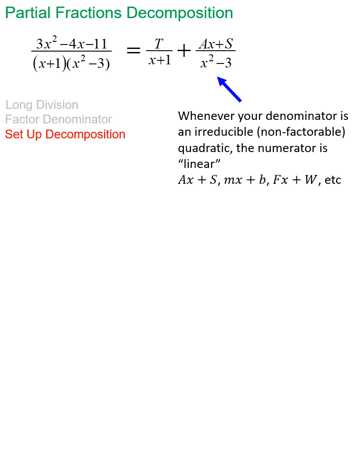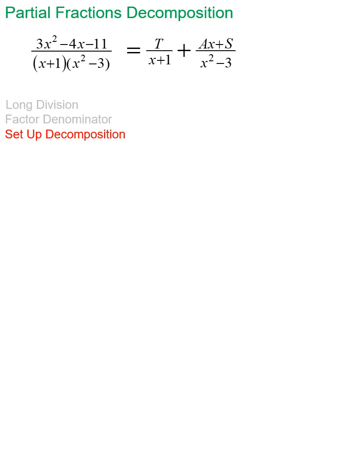You can use ax plus s, you can use mx plus b, or fx plus w, or anything up there. It doesn't make any difference what you use as your constants. But whenever you have an irreducible quadratic in your denominator, then the numerator has to be linear. You might as well use mx plus b if you like.